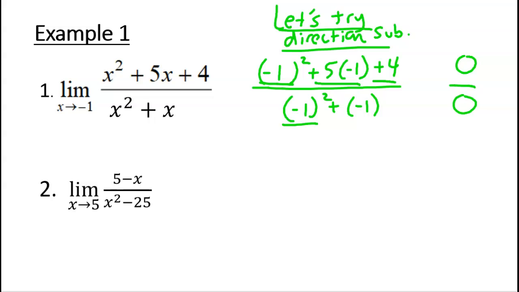Now that doesn't mean the limit doesn't exist, though. It might, but it doesn't have to. All this means is that the function doesn't exist at that point. And if the function doesn't exist at that point, then we can't use direct substitution to find that limit. So I'm not going to say the limit does not exist, but I will say that direct substitution fails. So we need to try to remove the discontinuity.